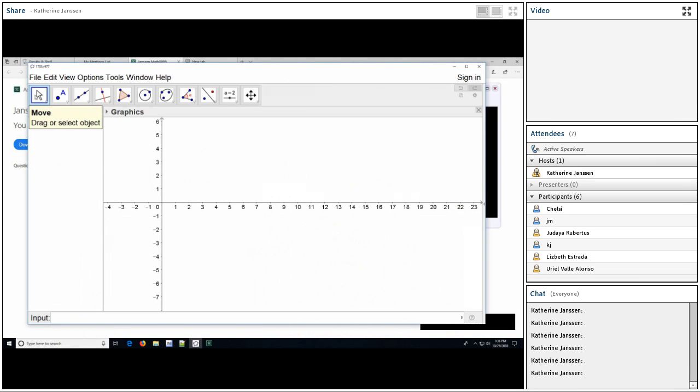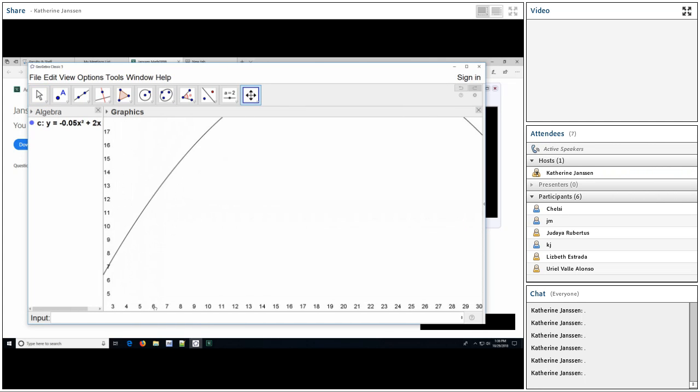So back at GeoGebra, my equation to input is y equals negative 0.05 x squared. Use your caret symbol to represent your exponents. Plus 2 times x plus 2. It doesn't look like it's linear. I'm going to pan around to see what's going on here.